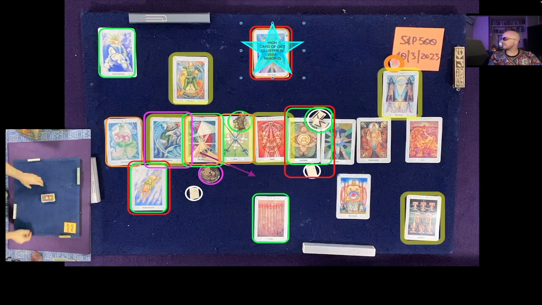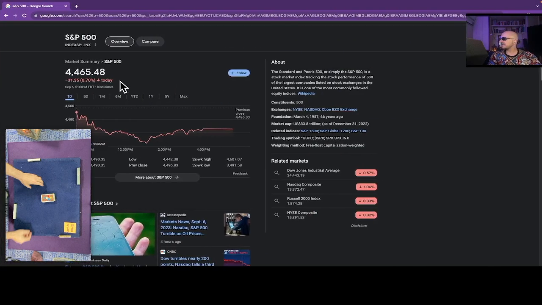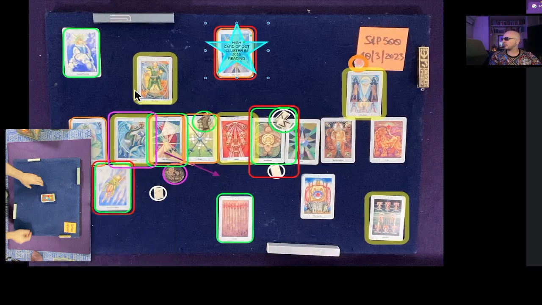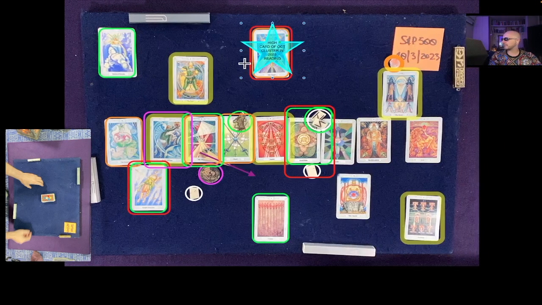This is the S&P 500 one-day reading for October 3rd, 2023. It's currently September 6th, 2023, 9:17 p.m. Eastern Time. The S&P 500 at the time of this reading is currently 4,465.48, and the shuffle file we're about to play for the third was created on July 28th, 2023 at 1:31 p.m. Eastern Time. That's this video right here.